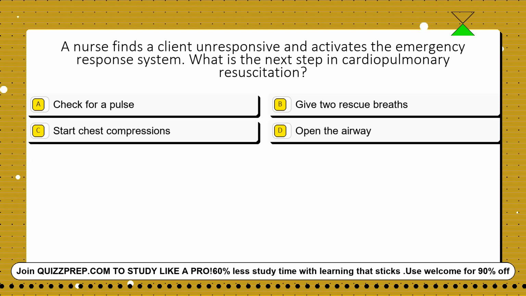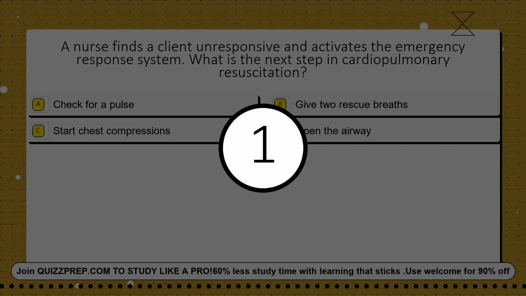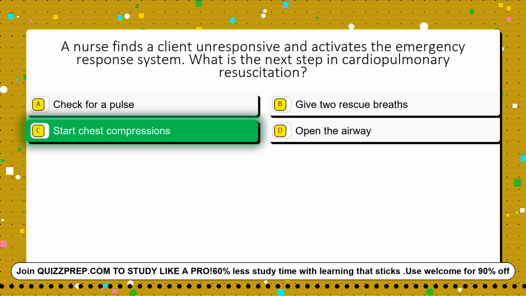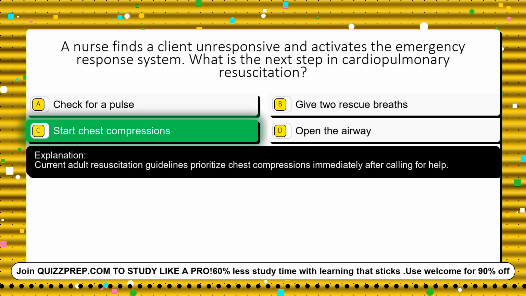Question 96. A nurse finds a client unresponsive and activates the emergency response system. What is the next step in cardiopulmonary resuscitation? Option A. Check for a pulse. Option B. Give 2 rescue breaths. Option C. Start chest compressions. Option D. Open the airway. The correct answer is option C. Start chest compressions. Current adult resuscitation guidelines prioritize chest compressions immediately after calling for help.